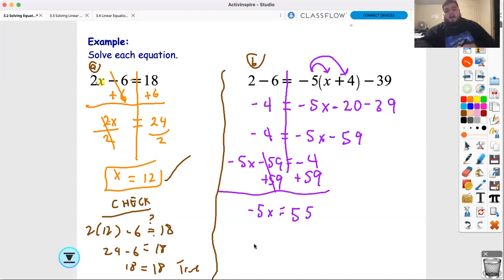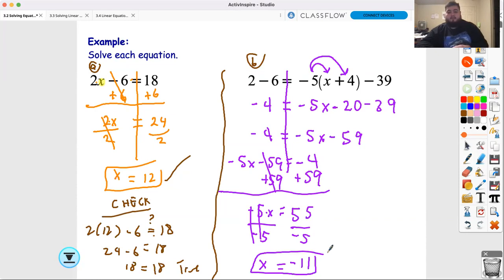We're gonna divide, excellent. We're gonna divide by -5, whatever is in front of the X, right? Because we want X to be alone. So X equals 55 divided by -5 is -11. I'm not gonna check this one just because I don't have space on here. I'm gonna tell you right now, class, -11 is the solution.